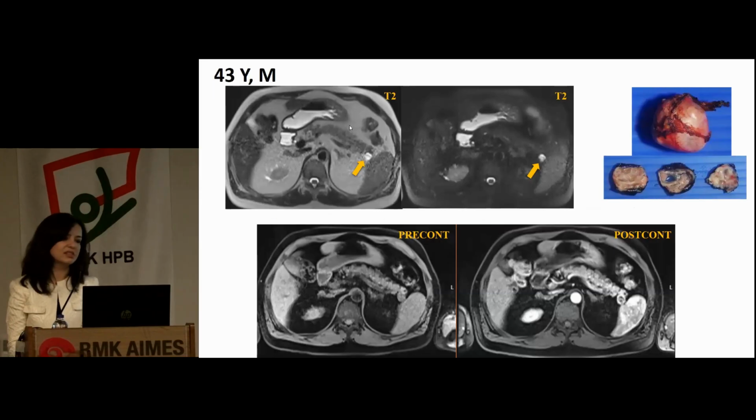Middle-aged male patient, there's a cystic lesion at the tail of the pancreas, which is bright on T2 weighted images. Please concentrate on this image. On the post-contrast image, when you compare with the pre-contrast one, there is avid enhancement of the rather thick wall, which came out to be a cystic PNET after resection.